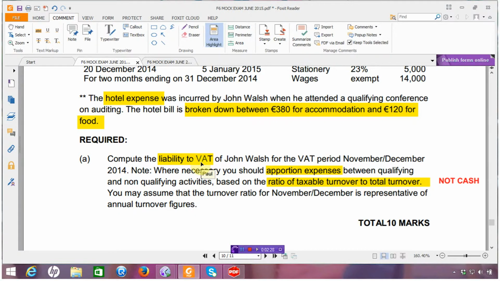It's basically a VAT return. Note that we have to apportion the expenses relevant to turnover, taxable turnover versus total turnover, not cash. So albeit for the fact that he's on the cash receipts basis, they've asked us to apply any unattributable VAT based on taxable versus total turnover.